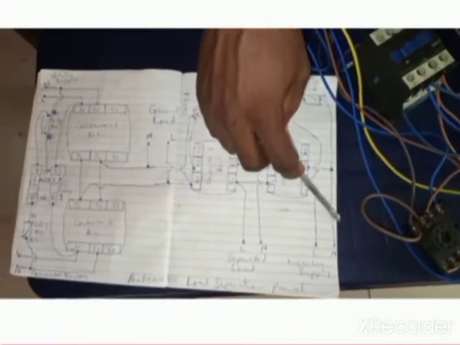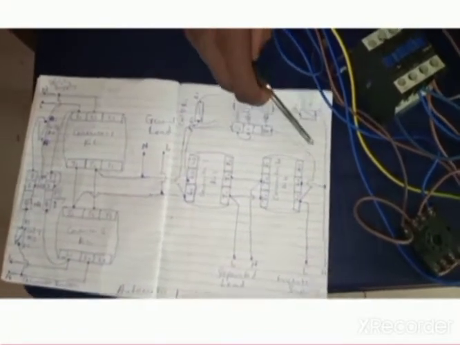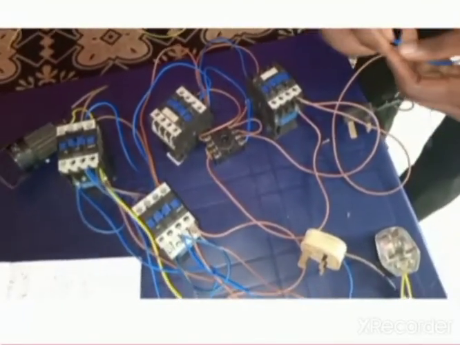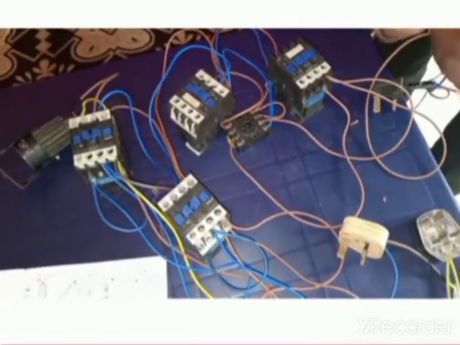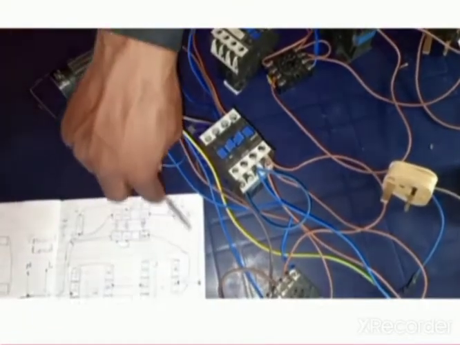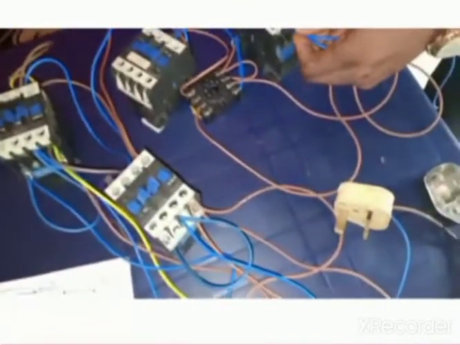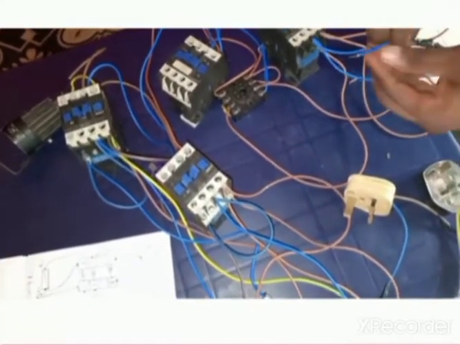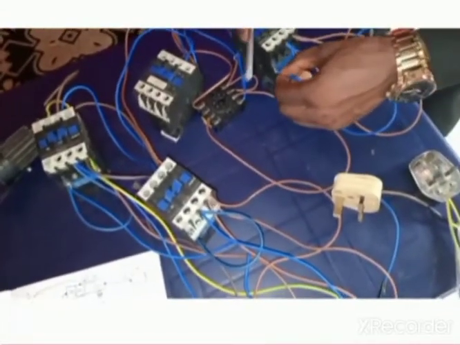Looking at the diagram, you see that the neutral supply of this inverter goes to L2, and from L2 it goes to A2 of the contactor 4. So this is the neutral supply of this inverter, this blue wire. I'm connecting it to terminal number A2 of the contactor.